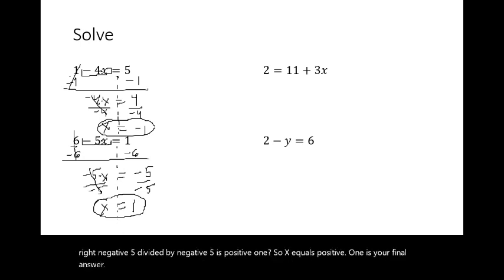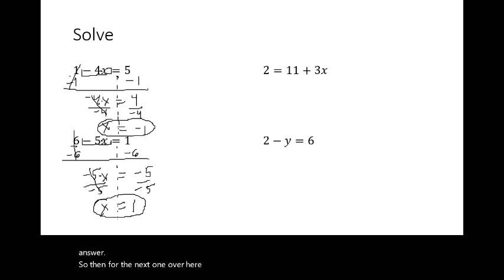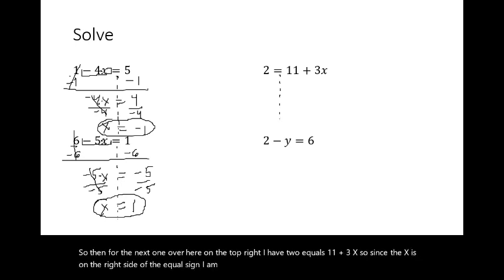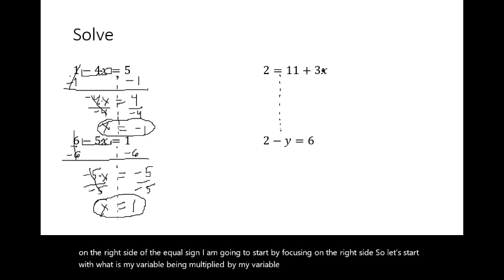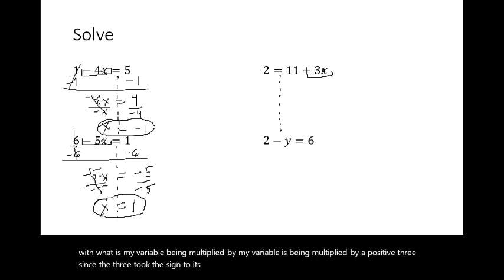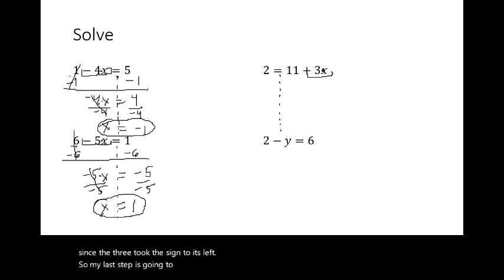So then for the next one over here on the top right, I have 2 equals 11 plus 3x. So since the x is on the right side of the equal sign, I am going to start by focusing on the right side. So let's start with, what is my variable being multiplied by? My variable is being multiplied by a +3, since the 3 took the sign to its left. So my last step is going to be dividing both sides by 3.